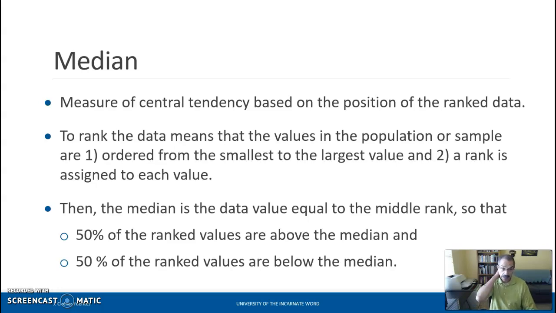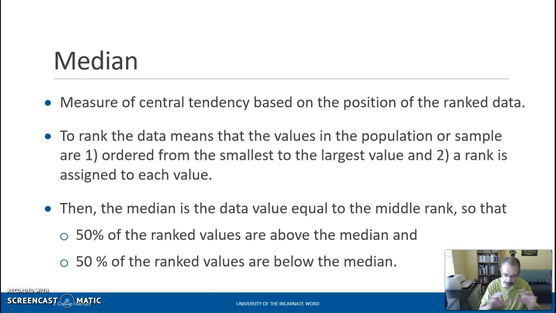The median, again, is a measure of centrality, a measure of central tendency based on the position of the ranked data. So what do we mean by ranked data? Well, that means that we need to order all the values in the sample or in the population from the smallest to the largest. And second, we assign a rank to each of these values.